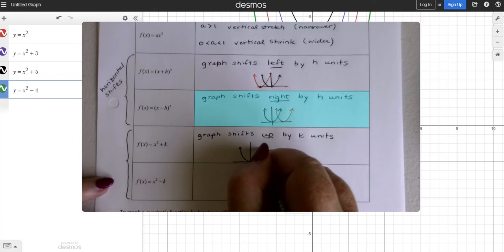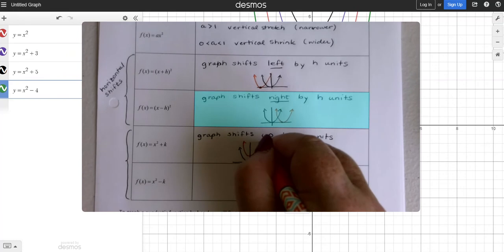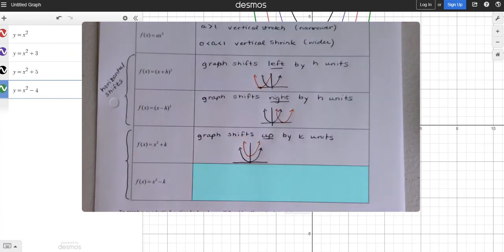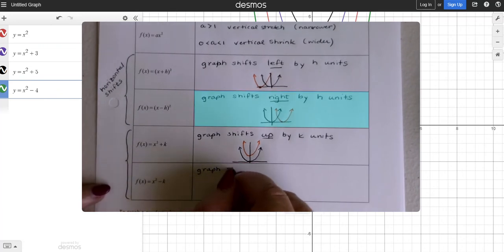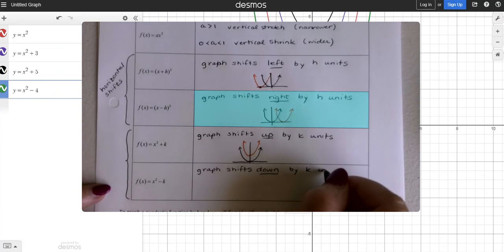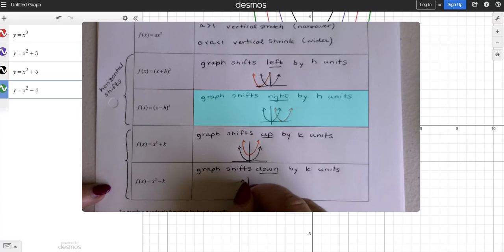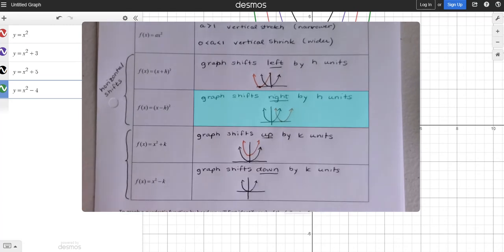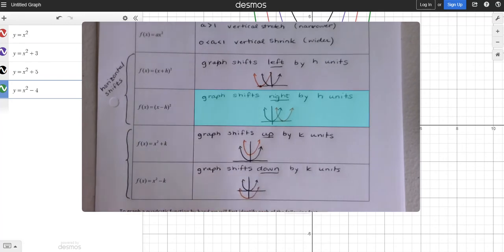That was my original. My new graph is just moved up. And if I have x squared minus k, the graph shifts down by k units. So again, if that was my original parabola, the new one has shifted down.